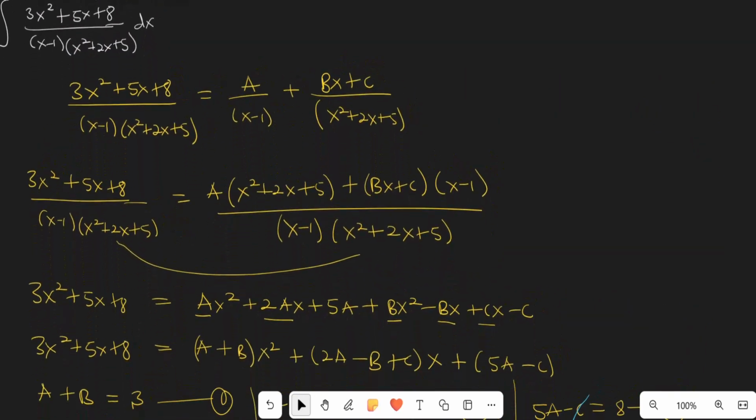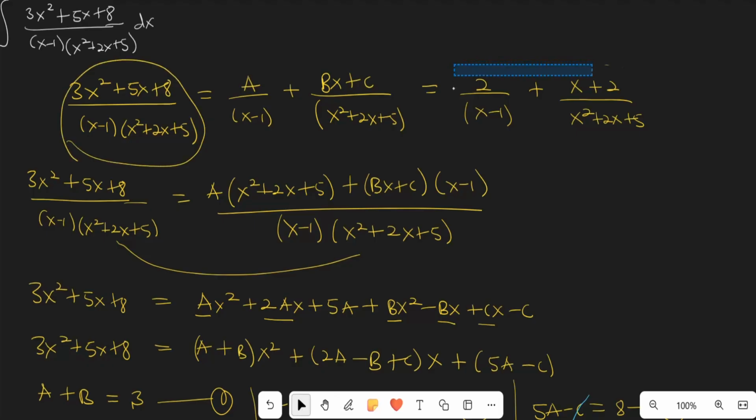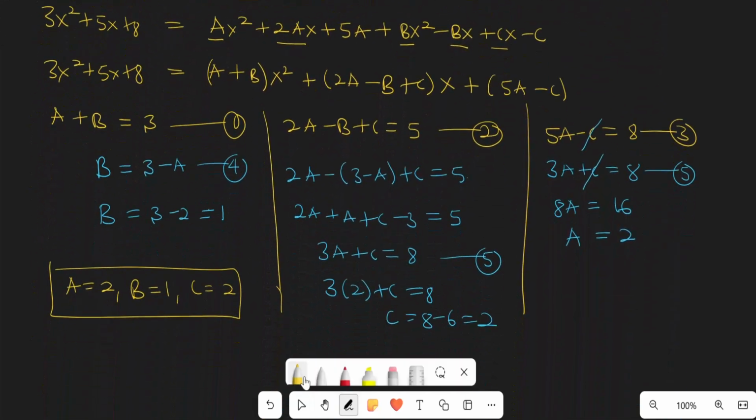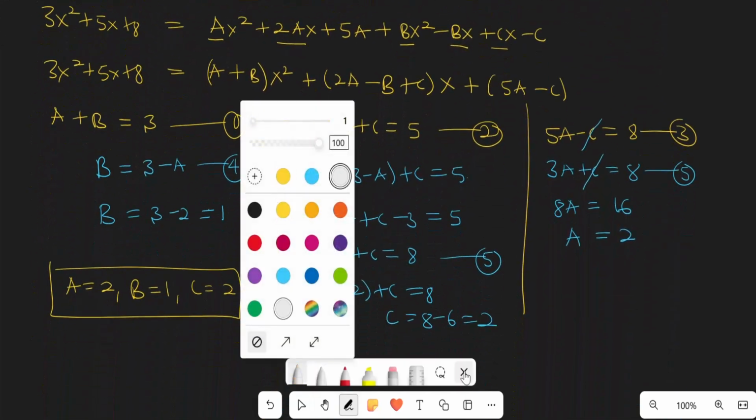So we can now go back up here to our partial fractions. A is 2 over x minus 1 plus B is 1, which is x, and C is 2. So that's x plus 2 over x squared plus 2x plus 5. So this is how our partial fraction can be split. If we can't integrate this one, splitting it into a partial fraction like this, we should be able to integrate it quite easily, right? Okay, so now let's perform the integration.